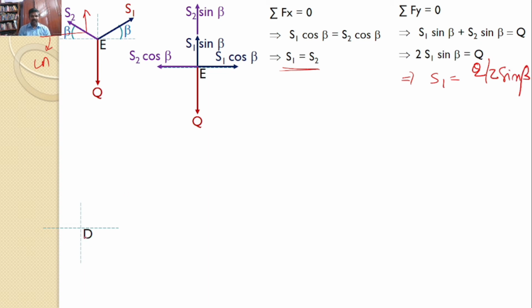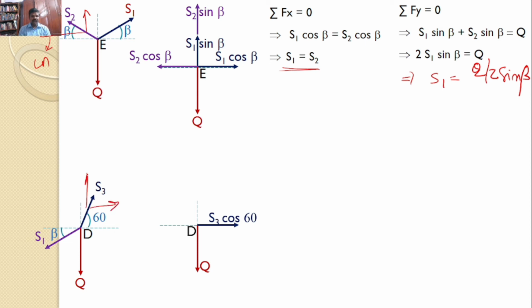Now, let us consider the free body diagram at D. We have seen that there are three forces and all those three force directions also we discussed. Now, if you resolve all the forces along the x-axis and y-axis, Q is vertical, you need not resolve. S3 makes an angle 60 with the horizontal. Hence, the horizontal component is S3 cos 60 and the vertical component is S3 sin 60. And what about this S1? S1 you can resolve like this and like this. The horizontal component is S1 cos beta and the vertical component is downwards, and that is S1 sin beta.